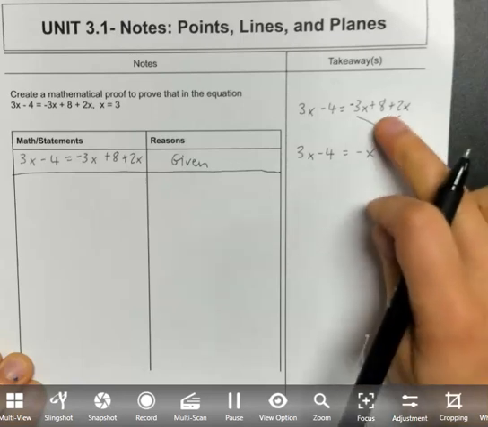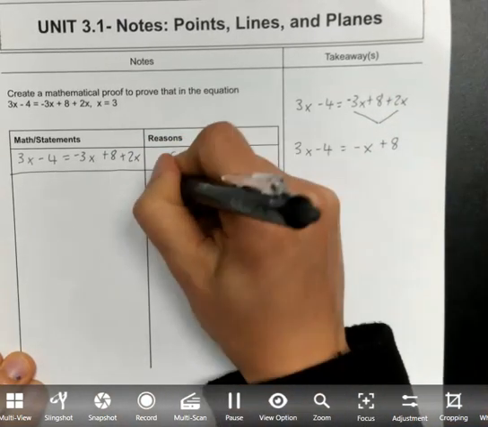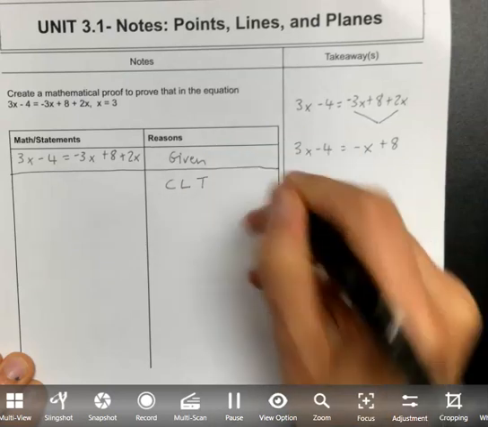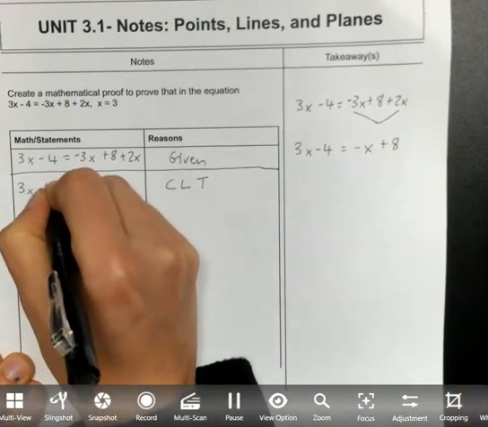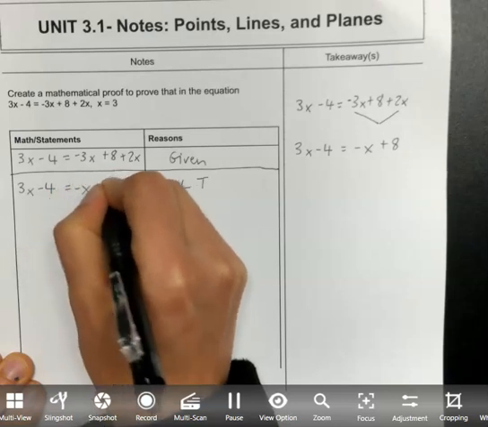All right, so what did I do here? I combined like terms. So I'm going to say combine like terms, and what I end up with is there. So 3x minus 4 equals -x plus 8.